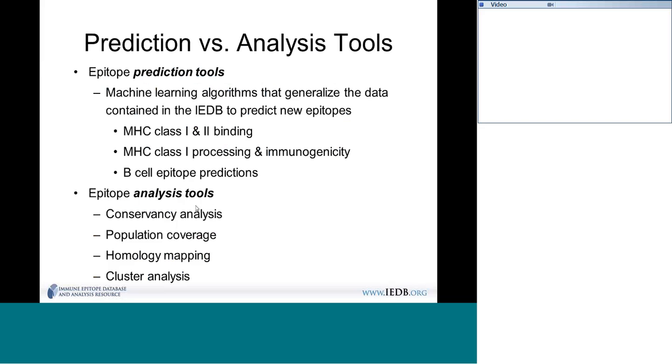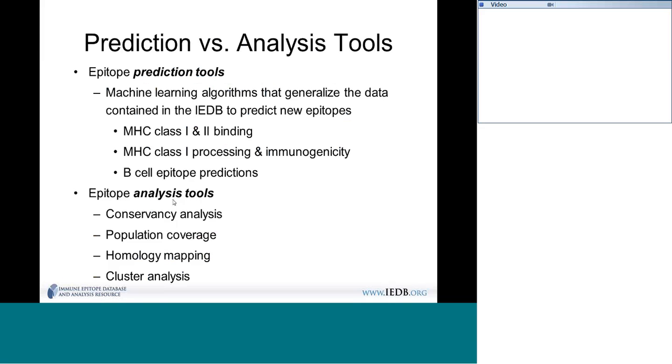There's two main categories of tools in the Epitope database. One are prediction tools, and the other ones are analysis tools. So prediction tools are machine learning algorithms that take the data in the IEDB and try to find generalized patterns and use them to predict new similar data. So that specifically applies to MHC class 1 and class 2 binding data, MHC class 1 processing and immunogenicity predictions, detailed epitope predictions, and all of those are going to be explained in more detail. So again, like yesterday, I'm giving the broad level overview, and then the other talks are going to dive into all of these in more detail.